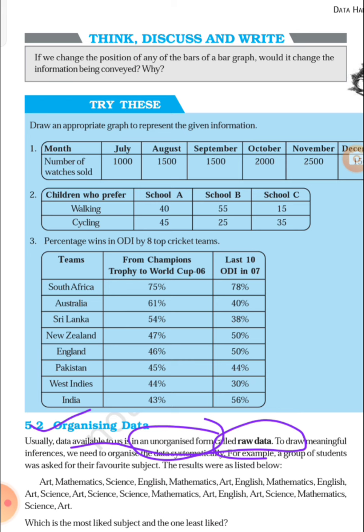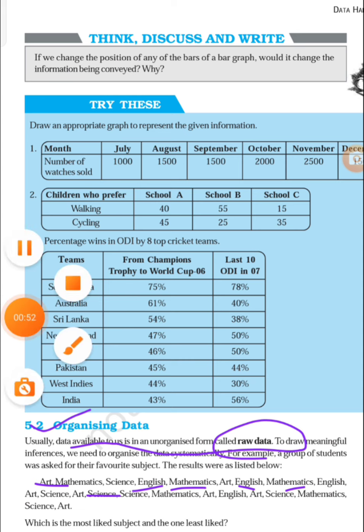distribution table. Suppose these subjects are given: arts, mathematics, science, English, mathematics, arts, English, mathematics. That means how many times mathematics will come, how many times art will come, how many times the other subjects were coming. So we have to make this data into an organized form. We will learn how in this chapter.